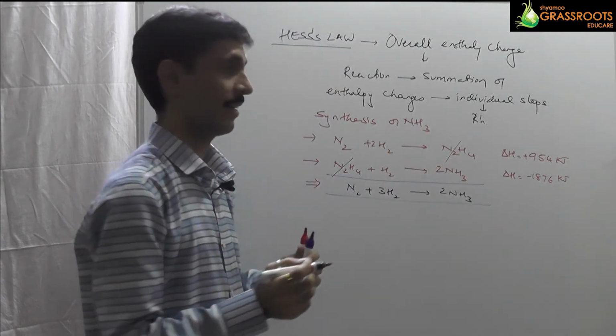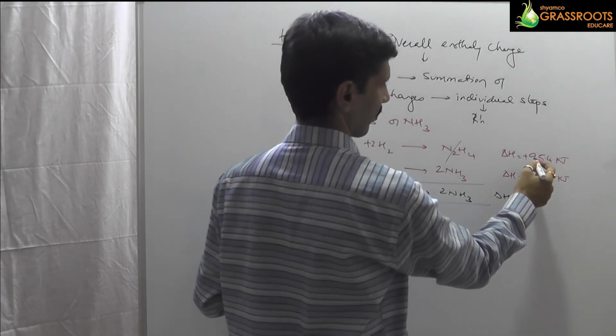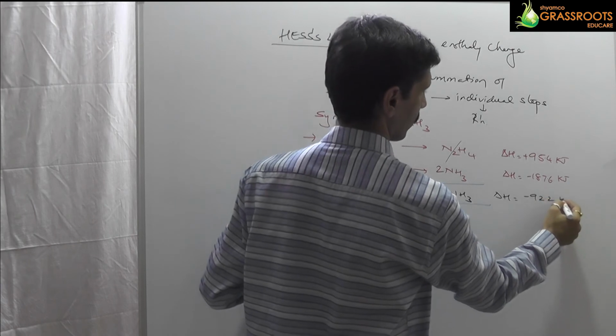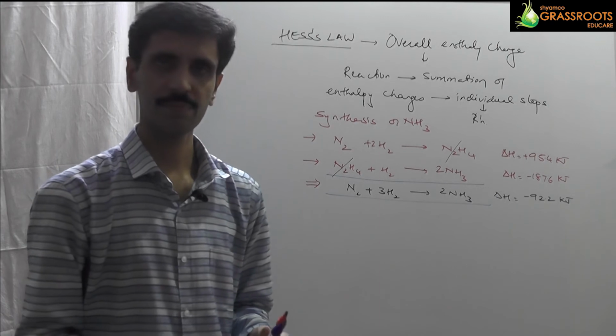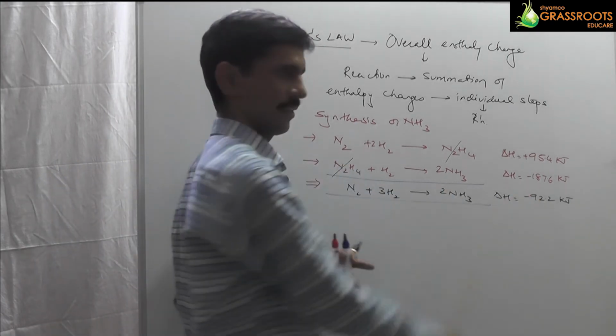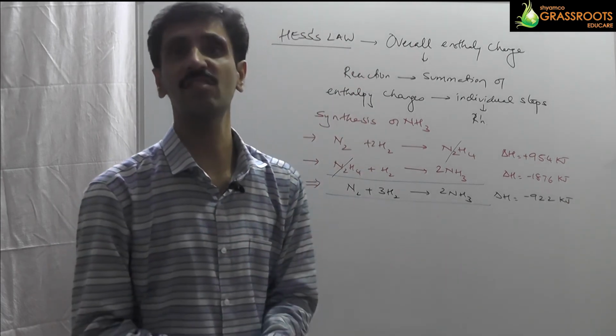Alright, this is what we get. The delta H value for this is going to be nothing but 1 plus 95.4 and minus 197.6, which gives you minus 92.2 kilojoules. You understand? So that means if the reaction takes place in one step, the delta H value will be this. And if you carry out the reaction in two steps, then also the value remains the same.